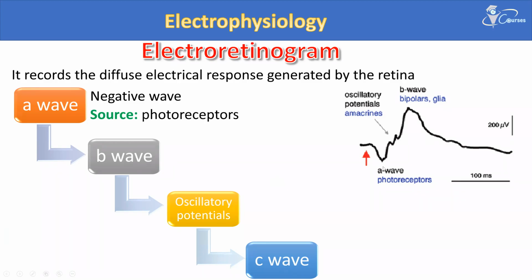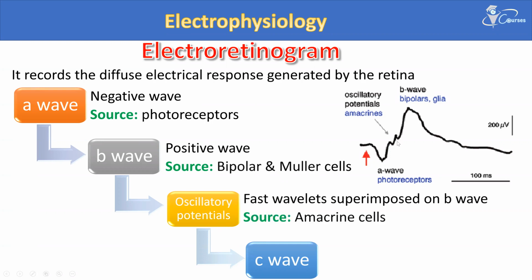The A wave is a negative wave, and its source is the photoreceptors. It will be the first negative wave after the isoelectric line. Then the B wave, which is the positive wave after the A wave, and its source is the bipolar and Müller cells. The small wavelets on the ascending limb, or superimposed on the B wave, are called the oscillatory potentials, and they come from the amacrine cells.